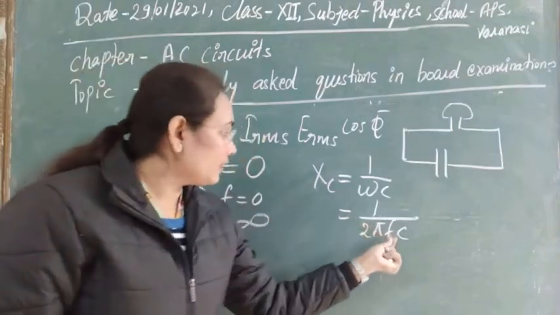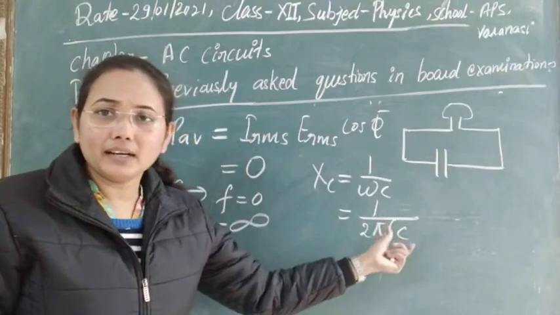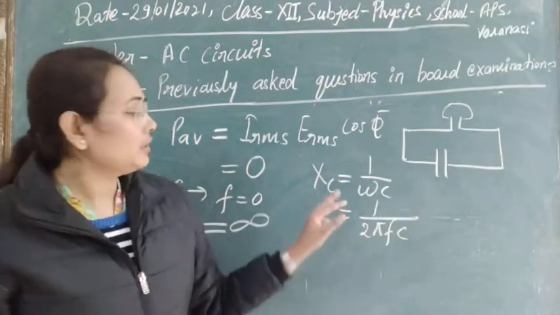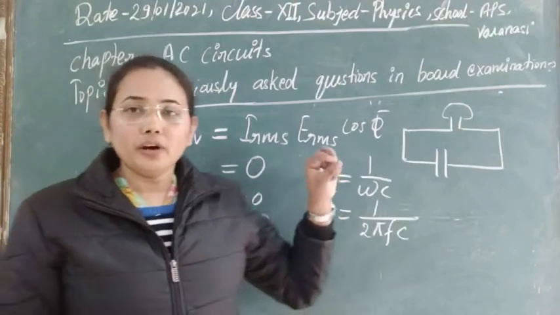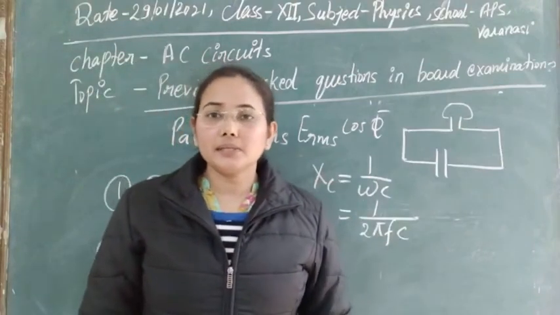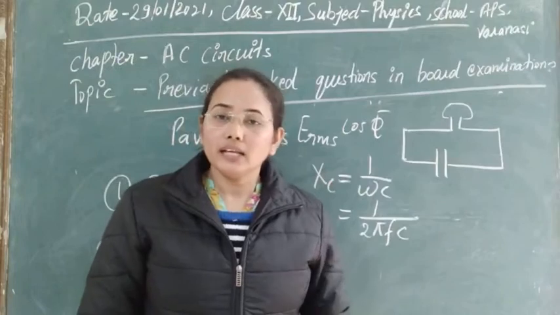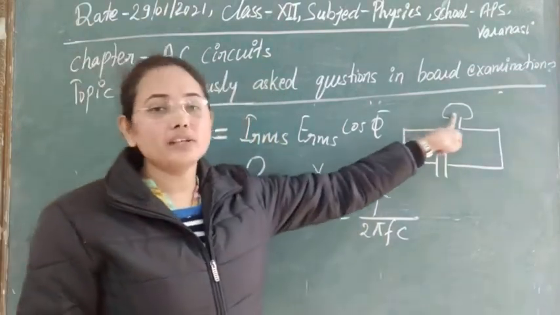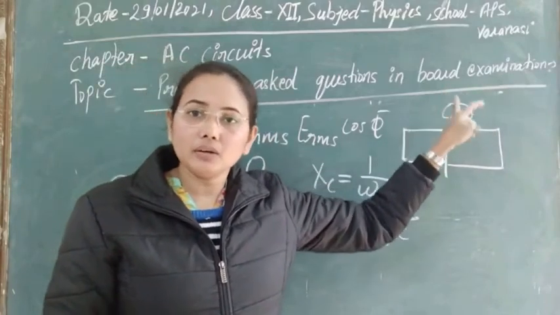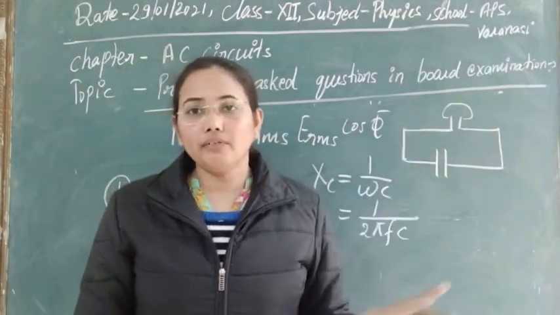So if the value of F is quite greater, obviously here this reactance will be less. So for AC, if reactance is less, it means that current will flow easily through the capacitive circuit. So if the current will flow, then obviously this bulb or lamp will glow due to that flow of current.